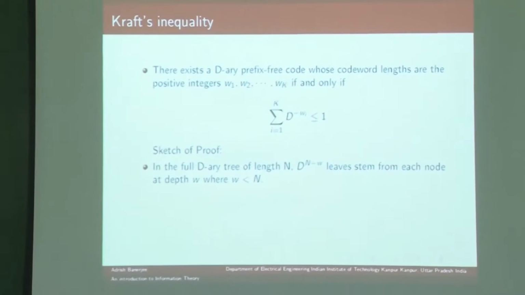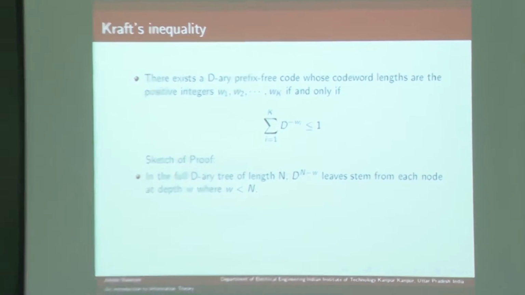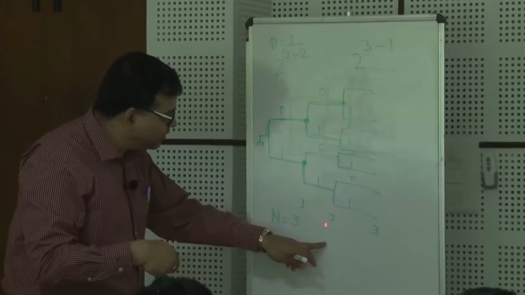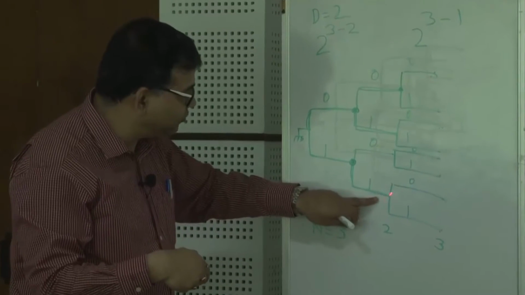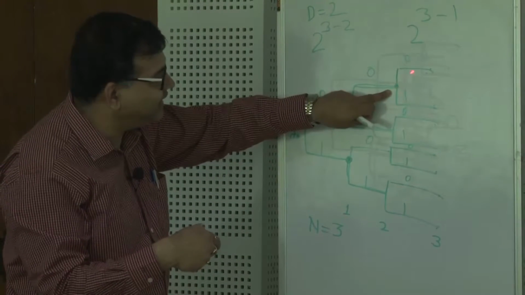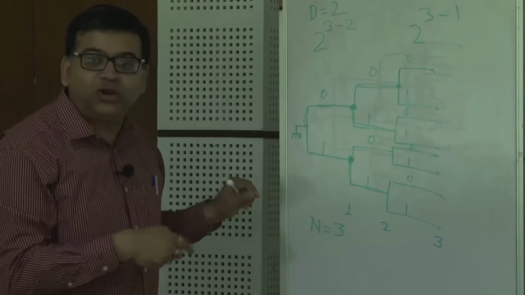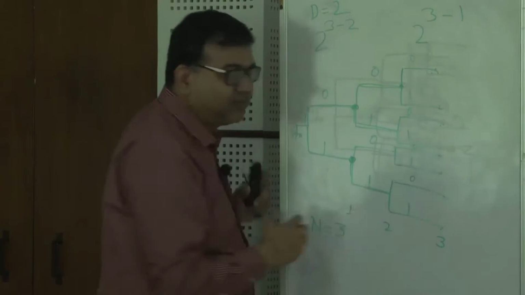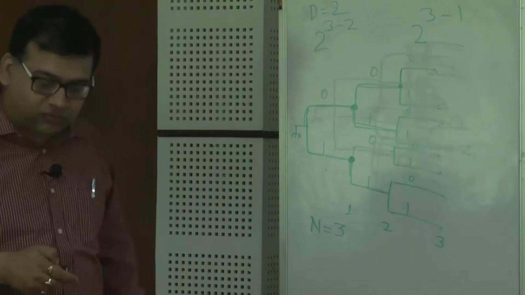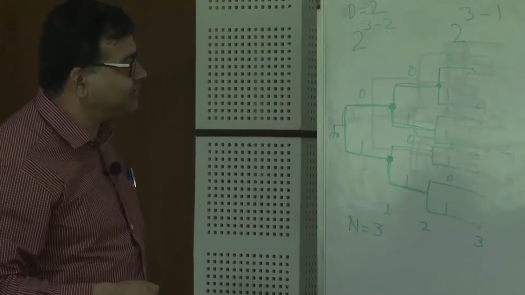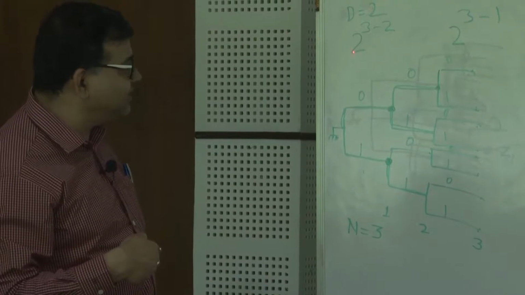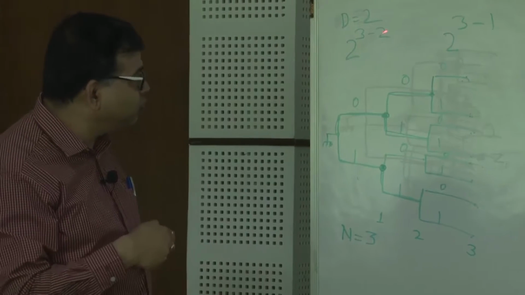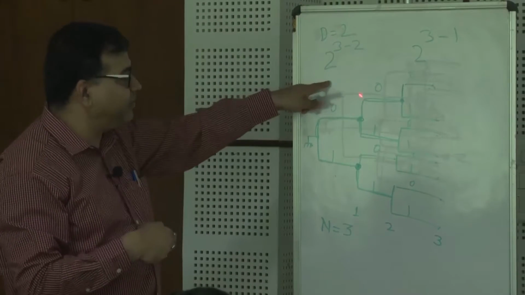I drew a full tree of depth 3. So this will have total 8 leaves. Now I am looking at nodes at depth 2. So, this node, this node, this node, this node, and you can see at each of these nodes there are 2 leaves stemming out. From here there is this leaf, from this node, this leaf, this leaf. So, from each of these nodes 2 leaves are stemming out, which is nothing but d raised to power n minus w. d in our case is 2, n in our case is 3, and this is depth 2. So, this is precisely coming out to be 2.